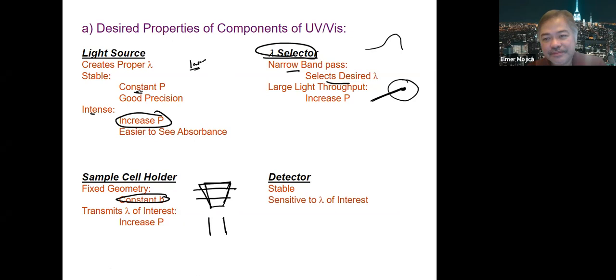So usually, your cuvette is either square or sometimes a test tube. But you have to make sure that the light hits the test tube here, not down there, because it is also slightly bent. Okay? So the sample holder must transmit the wavelength of interest. And again, you have to increase power.